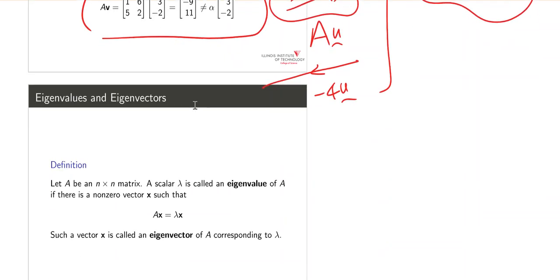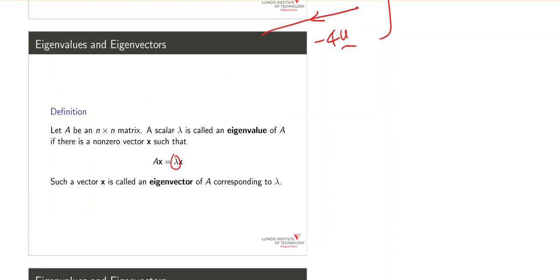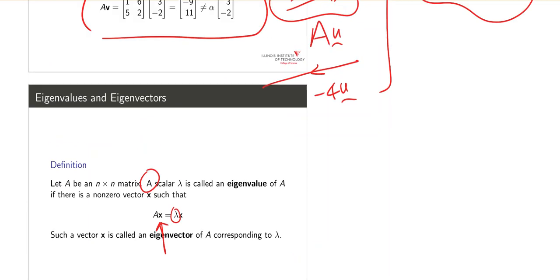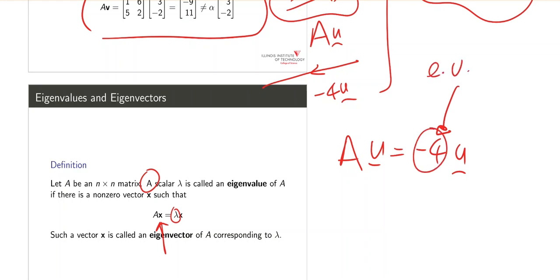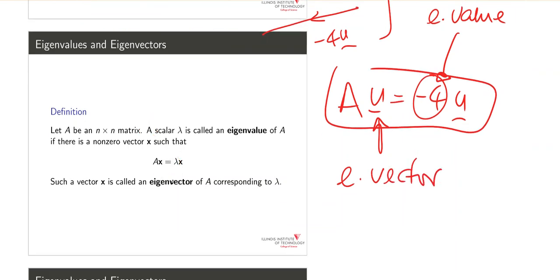And when that happens, we call this scalar an eigenvalue of the matrix A. In this case Au equals negative 4u, so negative 4 is the eigenvalue. This is the meaning of eigenvalue. And the vectors that make this work are called the eigenvectors.